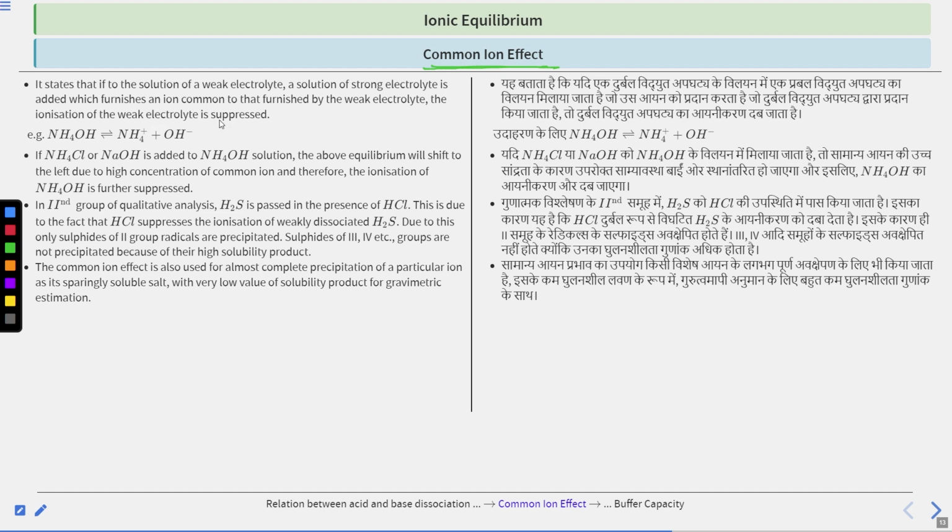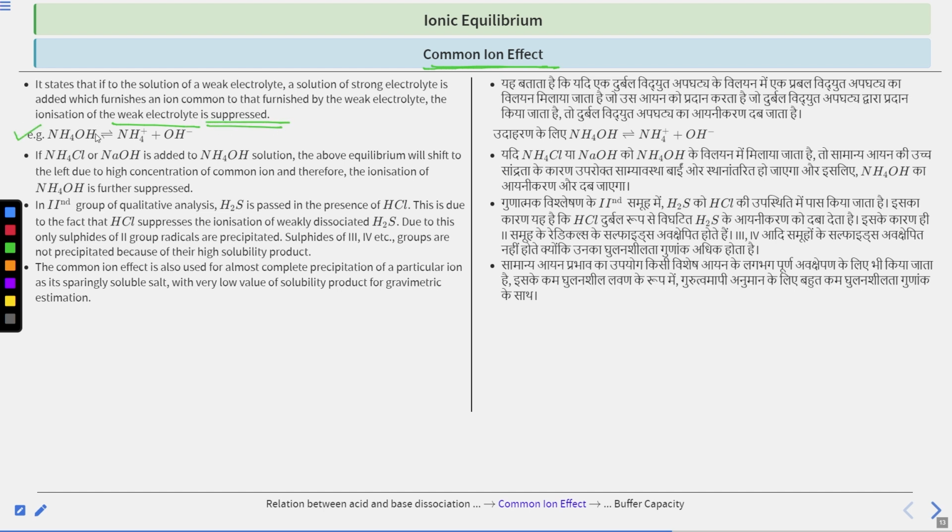Basically, what we are saying is that we are adding a solution of a strong electrolyte into the weak electrolyte, and the strong electrolyte which is added is furnishing an ion common to the ion furnished by the weak electrolyte, right? So what will happen? The ionization of the weak electrolyte is suppressed.